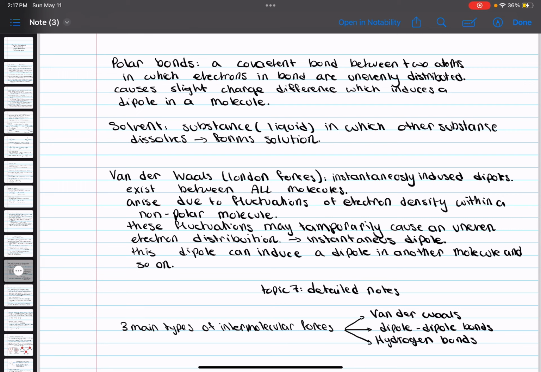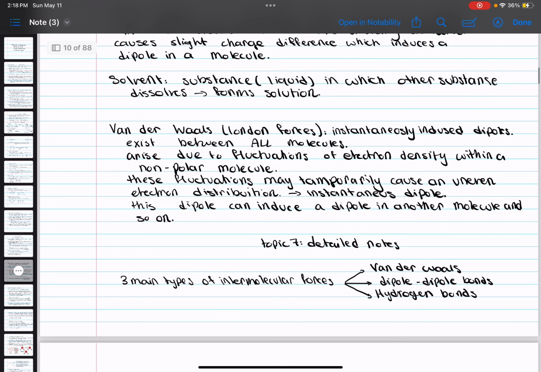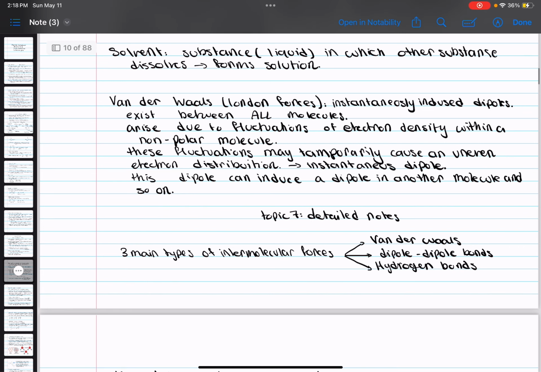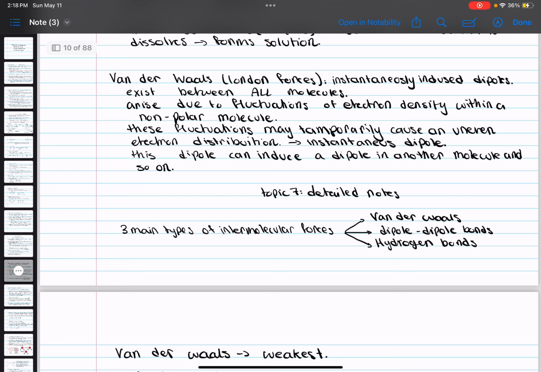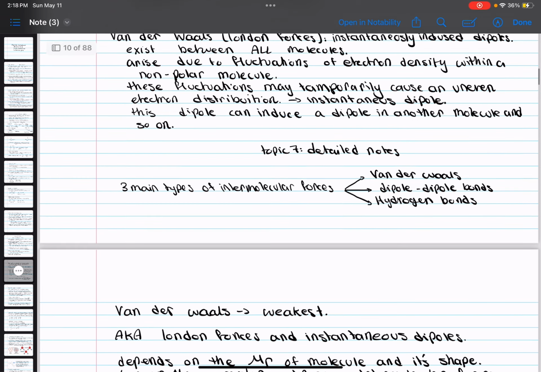Then we have a solvent, which is a liquid that dissolves other substances and forms a solution. We have van der Waals forces, also known as London forces, which are instantaneously induced dipoles. They exist between all molecules, and they arise due to fluctuations of electron density within a non-polar molecule. These fluctuations may temporarily cause an uneven electron distribution, and therefore an instantaneous dipole. This dipole can induce a dipole in another molecule, and this goes further on.